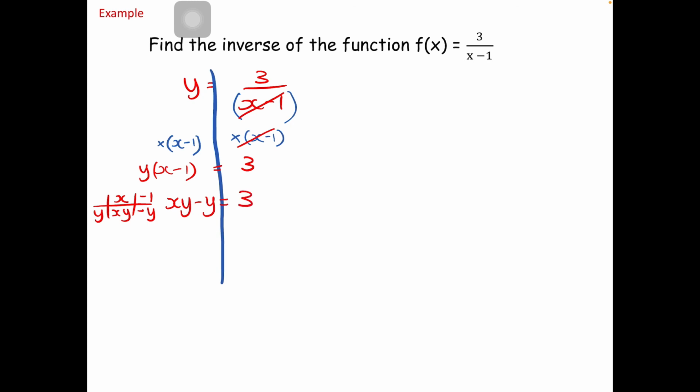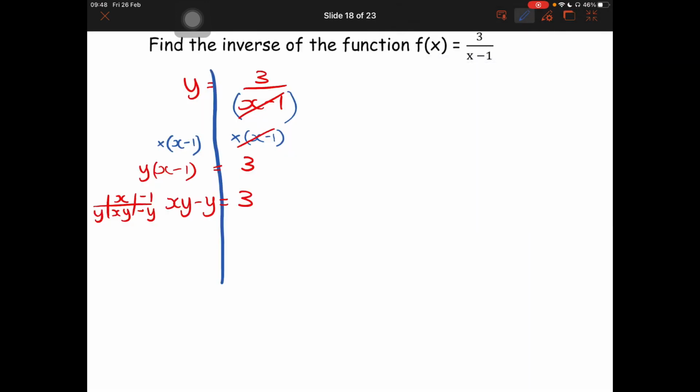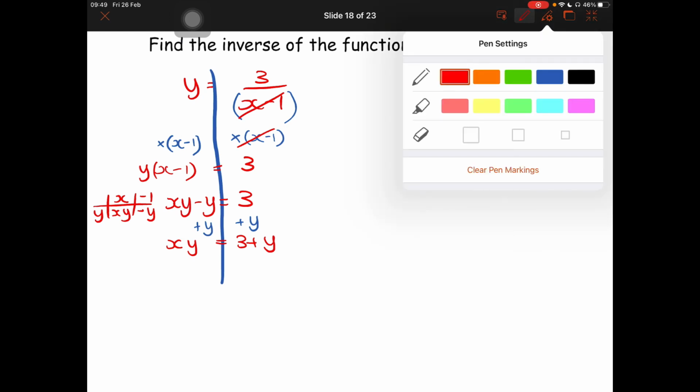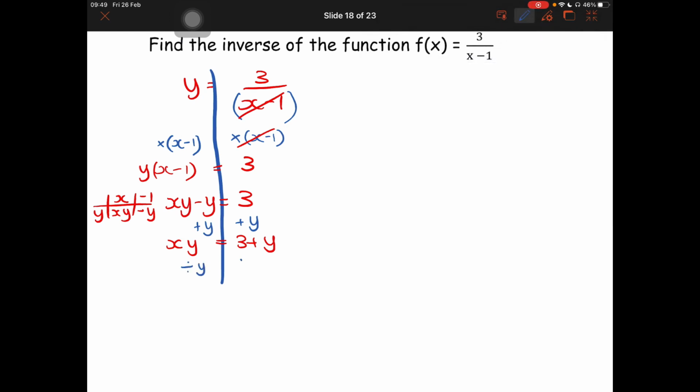I've just got to make x the subject now. So all I'm going to do is get rid of the y first, so I can add y to both sides. So that will give me xy equals 3 plus y. Then, to get x on its own, I need to divide both sides by y. So I'm going to end up with x equals 3 plus y over y. Slightly harder rearranging, yes. Last step is still the same. X becomes f to the minus 1 of x.